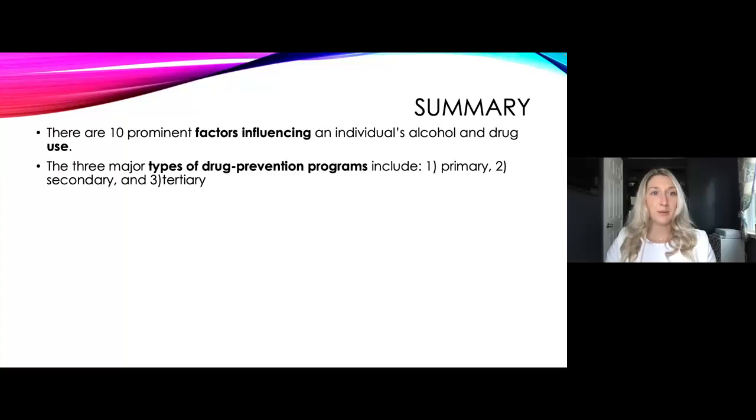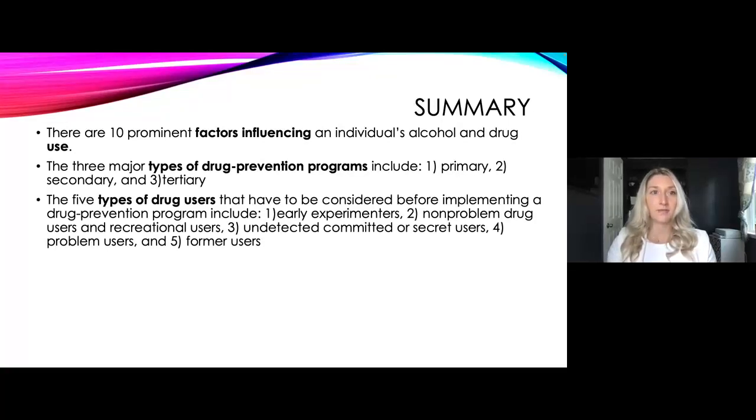There are 3 major types of drug prevention programs, including primary, which are aimed at either non-users or those who are at risk to use. Secondary, being new users before the negative effects of their drug use kick in. And then tertiary programs, which focus on those who are chemically dependent on the drug.